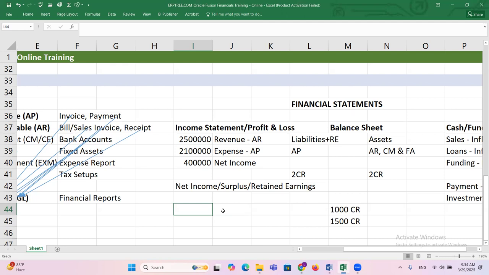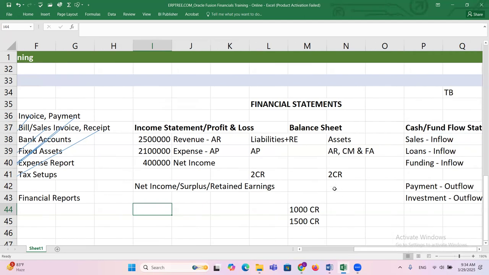And this balance sheet should always be balanced. If you are not taking retained earnings, your assets and liabilities will not be balanced. So there will be a difference. The difference is only this, your profit.